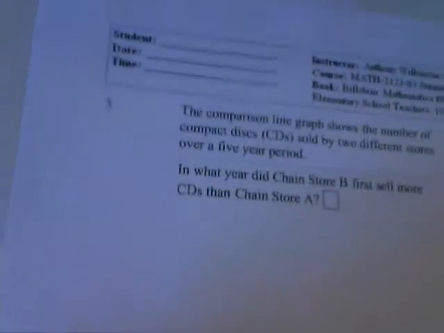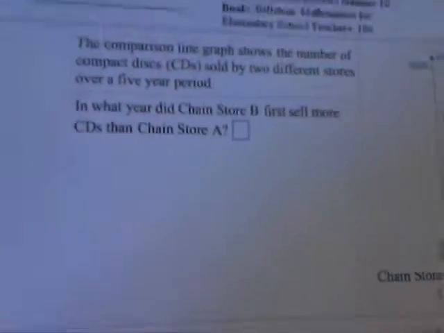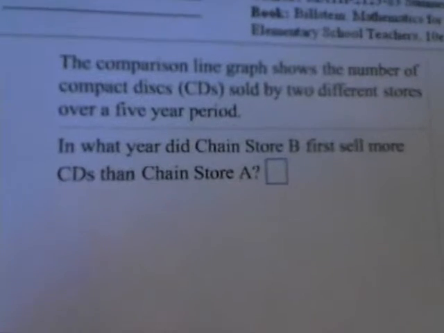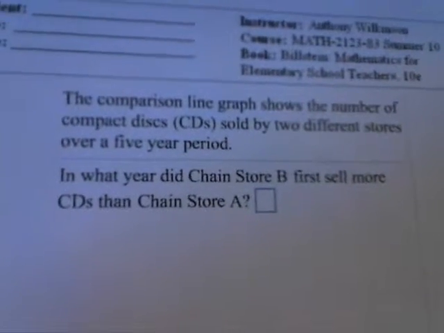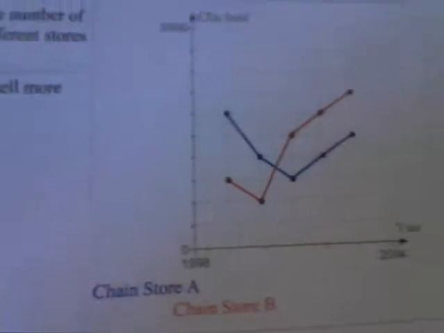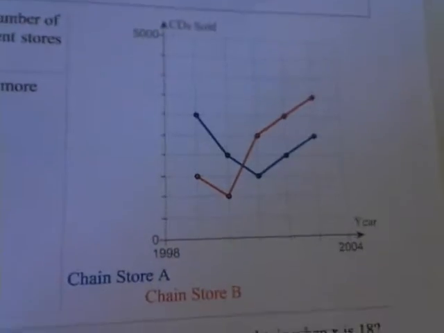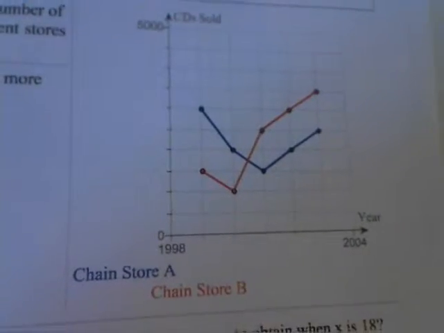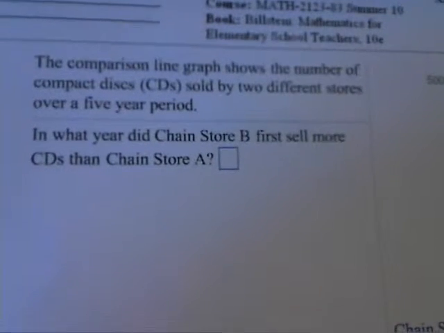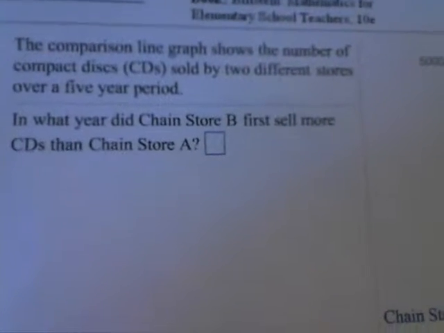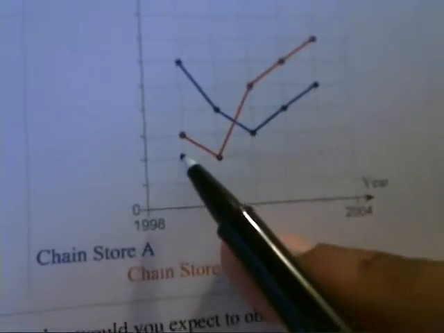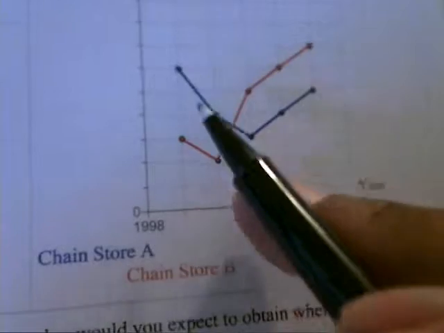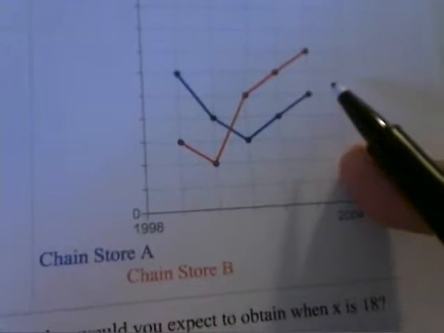Alright, next problem deals with the comparison line graph showing the number of CDs sold by two different stores over a 5-year period. And here's that trend line right here. Oh, just a broken line graph. And it's a comparison line graph, by the way. Now the question asks, in what year did chain store B first sell more CDs than chain store A? Chain store B is in red, as you can see, and chain store A is in blue.